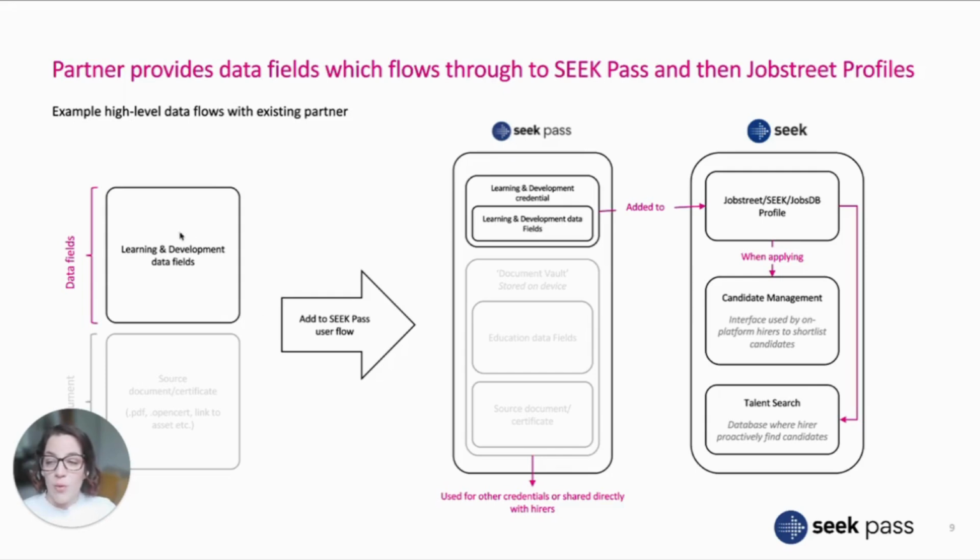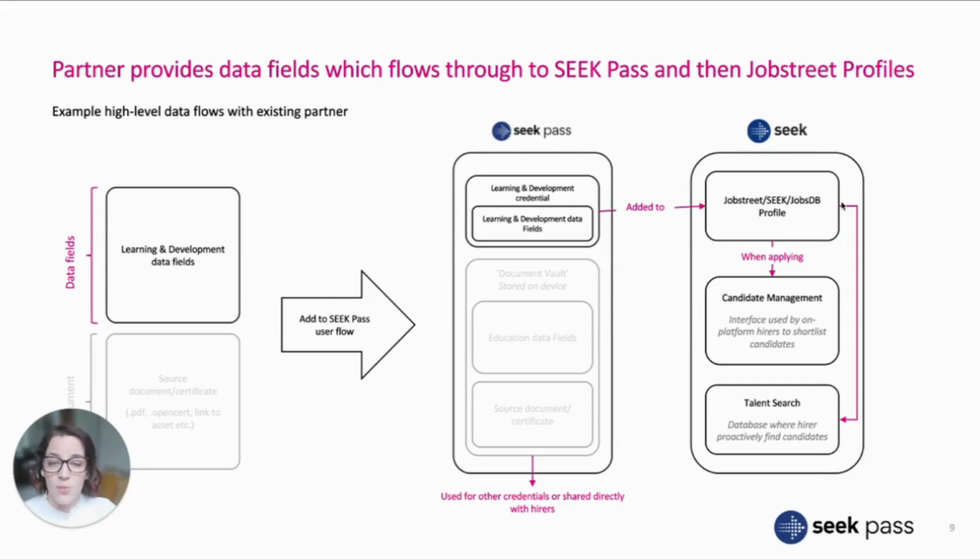So for this example, we're using our learning and development credential type. What would happen is that your organization would provide us the relevant data fields for this credential, and then we will take that and create the credential and then share it through to the Jobstreet, Seek, or Jobsdb profile.